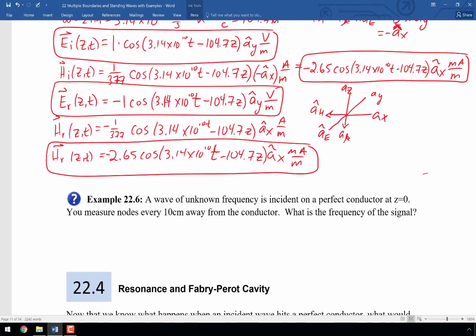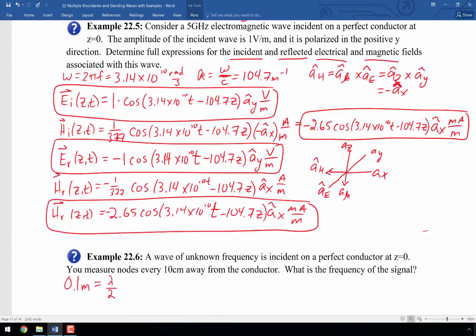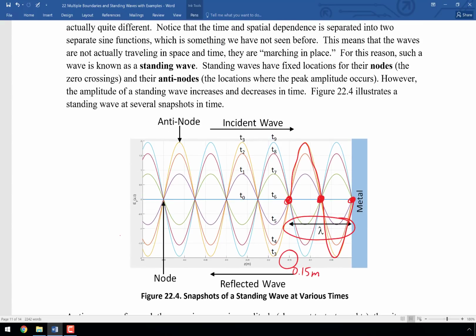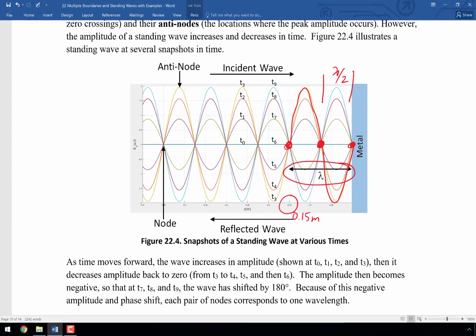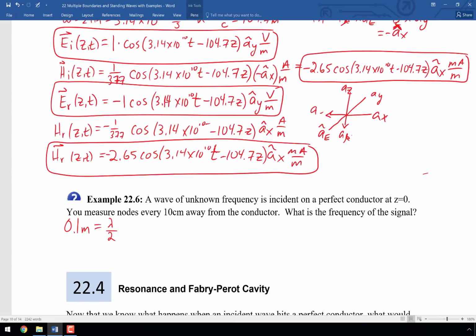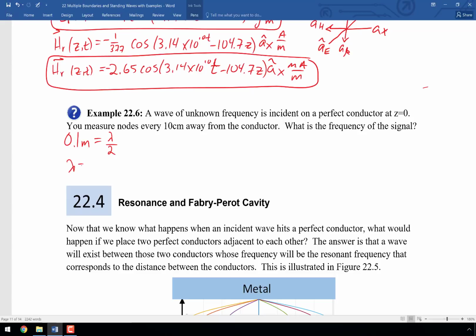Okay, and here's just a one-off problem. A wave of unknown frequency is incident on a perfect conductor at z equals 0. You measure nodes every 10 centimeters away from the conductor. What is the frequency of the signal? So remember that 0.1 meter is the distance between two nodes, but the distance between two nodes is not lambda, it's lambda divided by 2. Let's scroll back up and see that this distance between two nodes is lambda divided by 2, because it takes two nodes' worth of distance to get a full wavelength lambda. So we know that 0.1 meters is equal to lambda over 2.